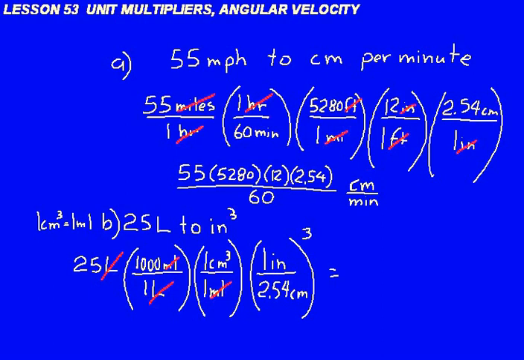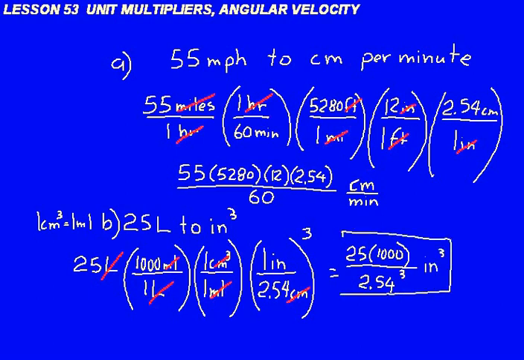So now let's just multiply our numbers together. And we'll have 25 times 1,000 and divide by 2.54 cubed. Now, one thing we forgot to do was cancel our cubic centimeters. So we're left with inches cubed for the units. Multiplying by a unit multiplier is the same thing as multiplying by 1, because all conversion factors or unit multipliers are equal to 1. They represent a ratio of equal quantities, but the numerical values are usually different, because the units are different.